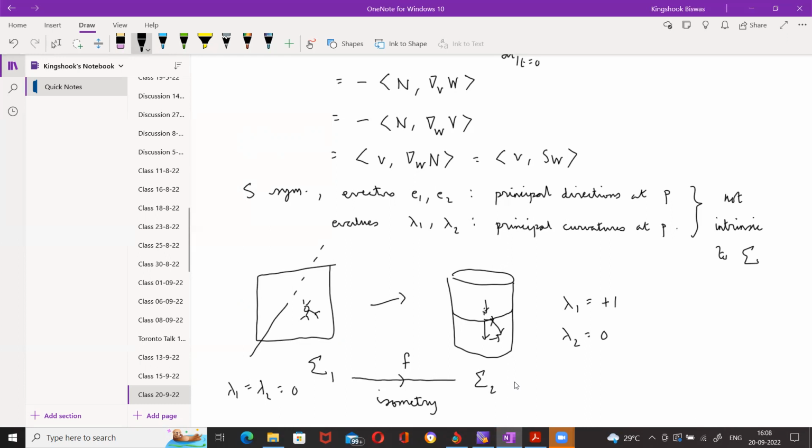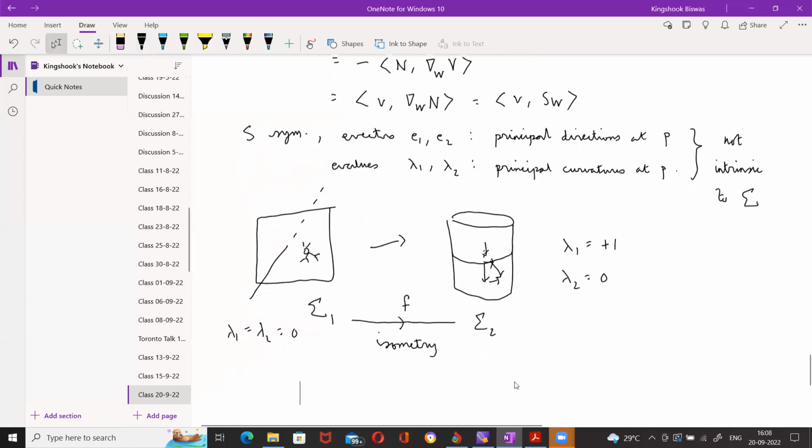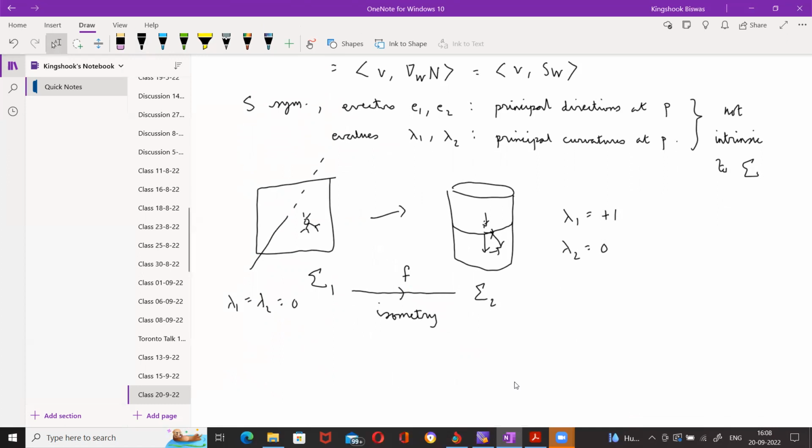However, what Gauss discovered was something remarkable, which he called theorema egregium. It means amazing theorem, or wonderful theorem, in Latin. That's what Gauss called his theorem, because he found that the product of the principal curvatures, the eigenvalues, is an intrinsic quantity. So the Gaussian curvature is defined to be the determinant of the shape operator, which is lambda 1 lambda 2.